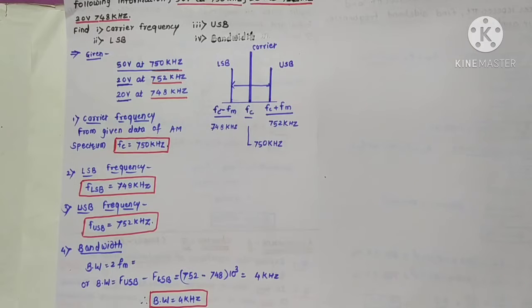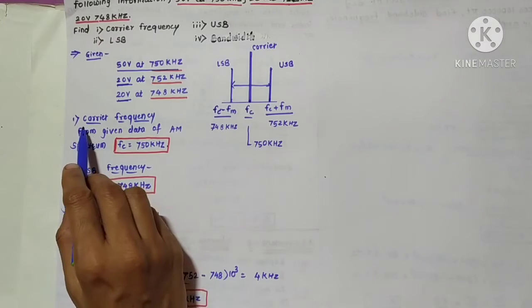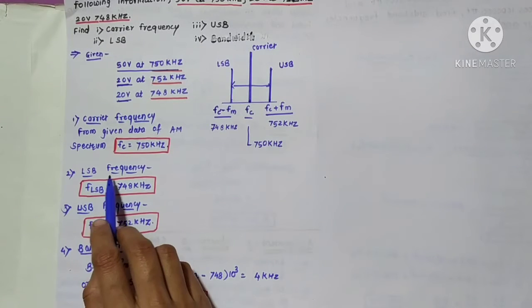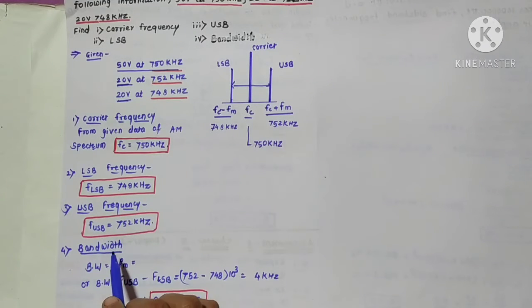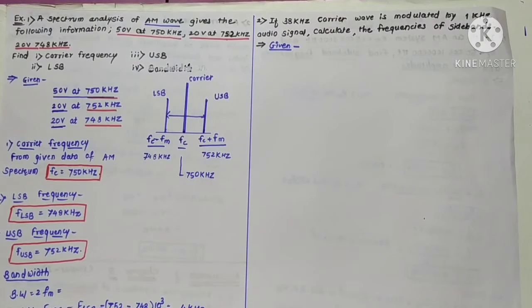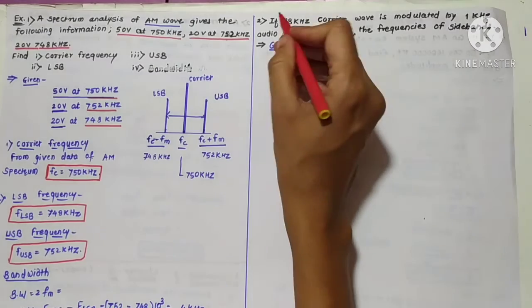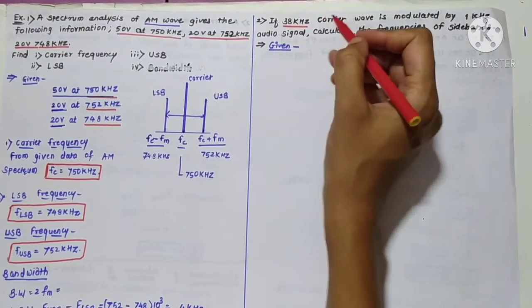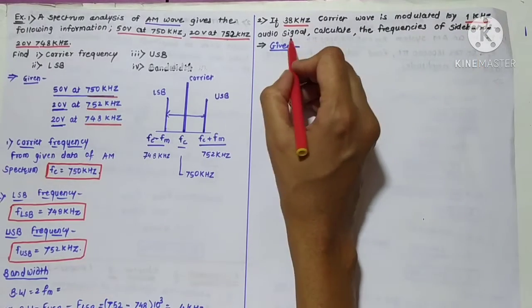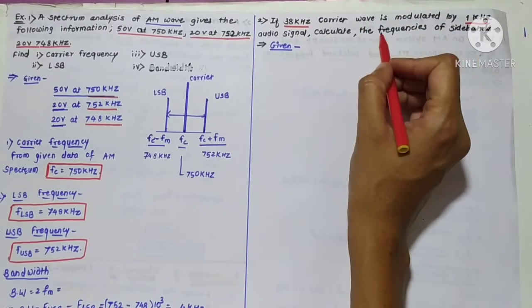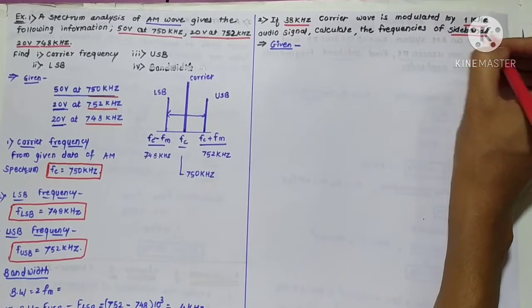Students, in this way we can find out the carrier frequency, LSB frequency, USB frequency, and bandwidth. Okay students. Now in this second problem, it is given that if a 38 kilohertz carrier wave is modulated by a 1 kilohertz audio signal, calculate the frequencies of the sidebands.